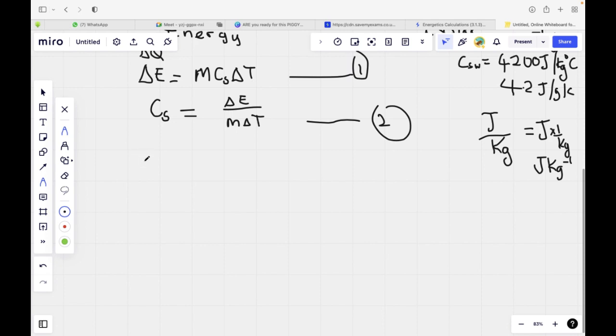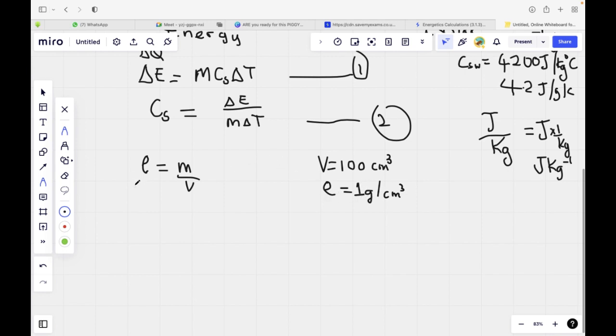Since density is equal to mass over volume, and in the problem they gave us the volume, V was 100 centimeter cube, and the density of water is 1 gram per centimeter cube if you are using gram. But if we are using kilogram, this will be 1,000. This concept we already talked about.